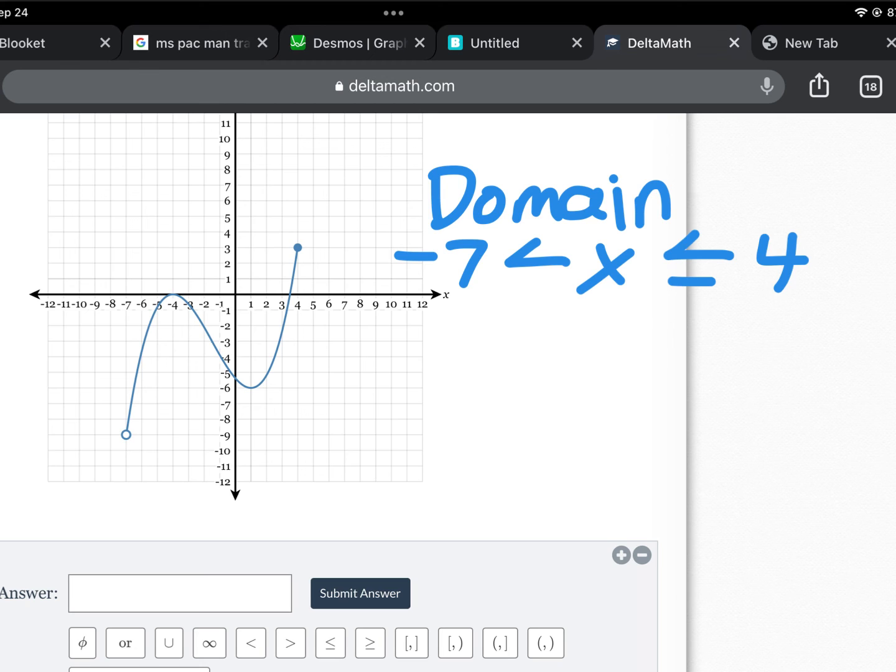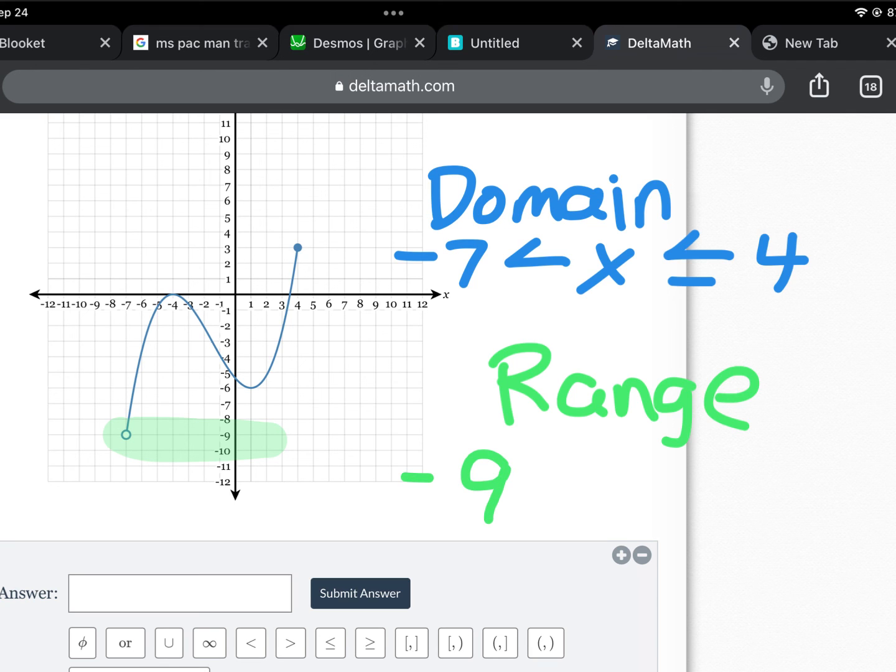Range still works the same way as well, but it's going to have a similar difference here. So again, my low point is down here at -9, but it's an open circle. So we're just going to use the less than symbol instead of the less than or equal to symbol. And then it goes up to 3, but it does have a filled in circle. So the range will be y is greater than -9, but it's less than or equal to 3.